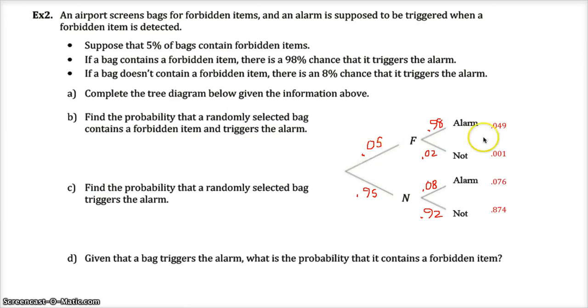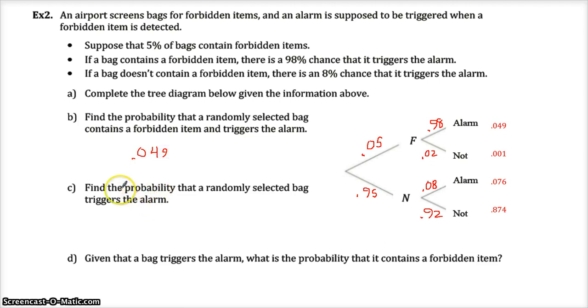Okay, so like last lesson, I just multiplied straight across. And I got these probabilities, and these should add up to 100%. Notice also that these two probabilities add up to the 5%, and these two probabilities add up to the 95%. That's probably not a surprise. Okay, so find the probability that a randomly selected bag contains a forbidden item, so it's in this path, and triggers the alarm. Okay, it's just this. It's just the 0.049. I can get that right out of one of those ends.